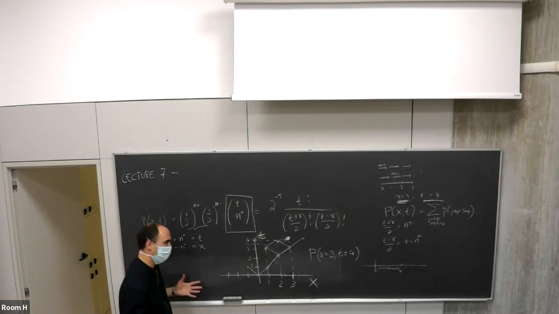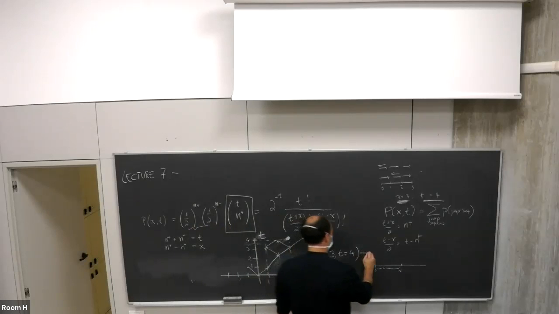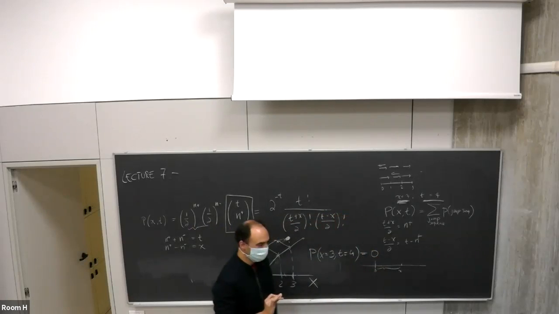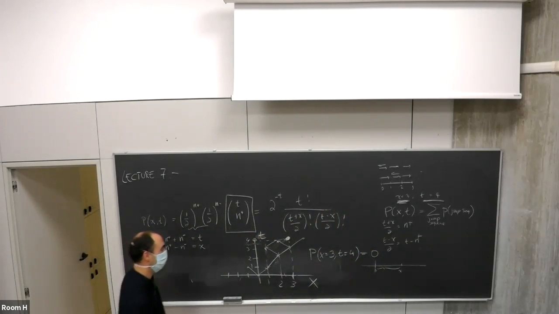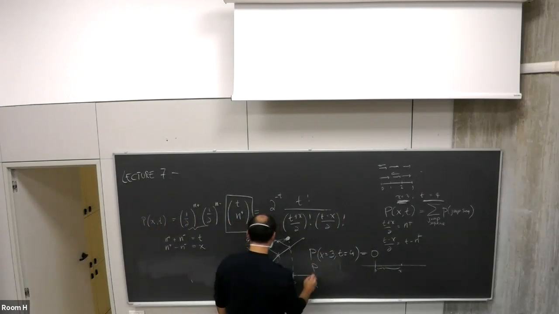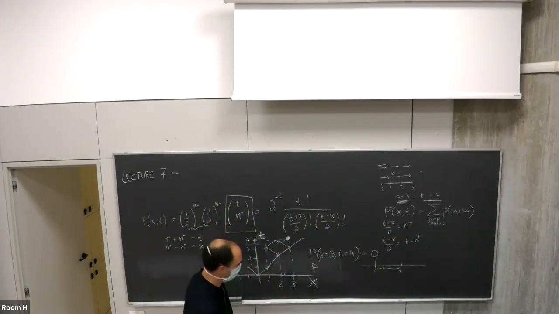But let's take a simpler case. So this is 0. That's the main point. Let's take a simpler case, which is, for example, the probability to be at time 3 in position 1.